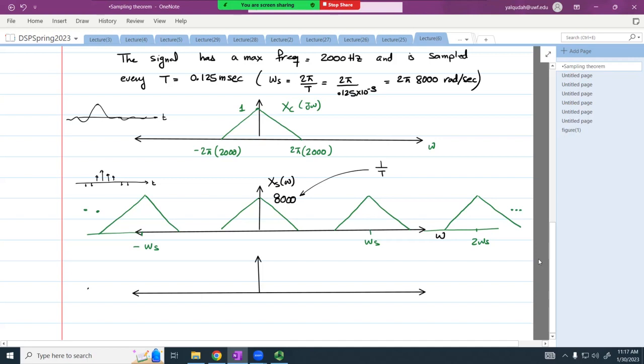How does the discrete-time Fourier transform look? It's going to look exactly like the Fourier transform. The only difference is the axis is going to be scaled. What is it going to be scaled by? By Ω equal to ω multiplied by T.